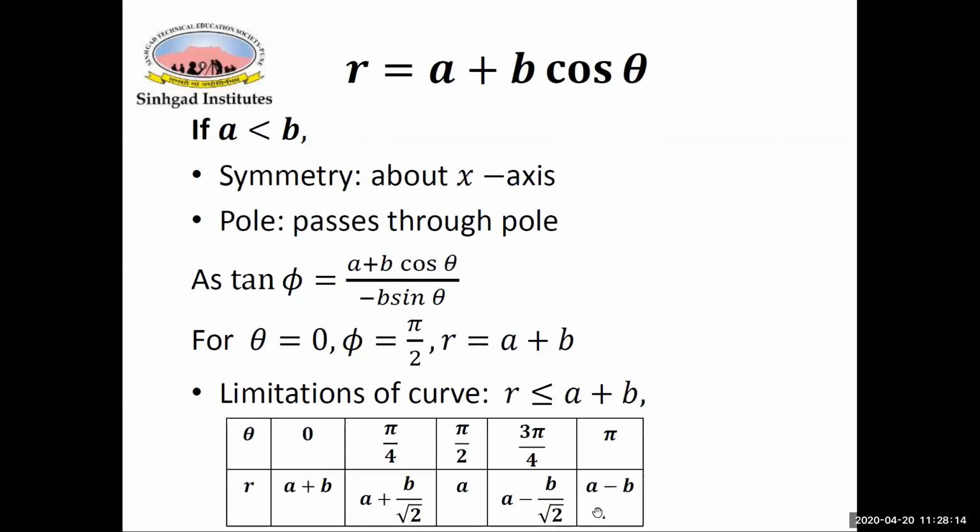So this way, your curve will enter from the positive axis to the negative axis through the pole, because somewhere it becomes 0 and then it becomes negative. So this is the case for the cardioid r equal to a plus b cos theta when a is less than b. Now we'll see how to trace this curve.